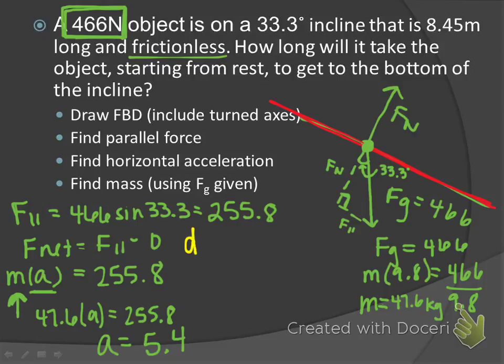Okay, we know our distance final is 8.45 meters, right? We're assuming it's going to travel the whole length. We know our acceleration is 5.4. What does this mean when it says it starts from rest? What variable does that tell us? Good. VI is equal to 0. Good. So what kinematics equation do you think we could use to help us solve for time?